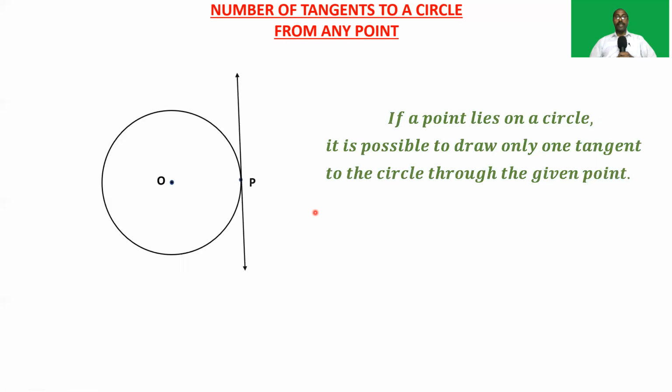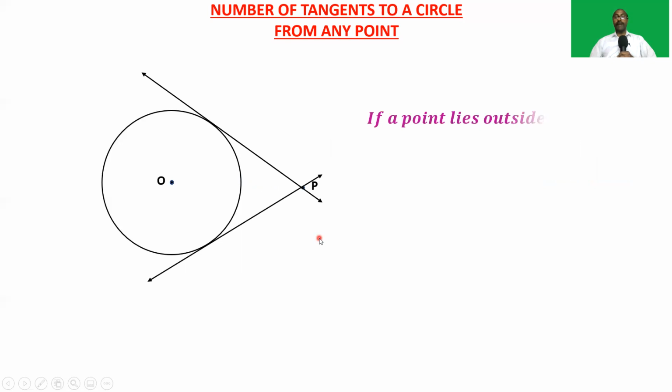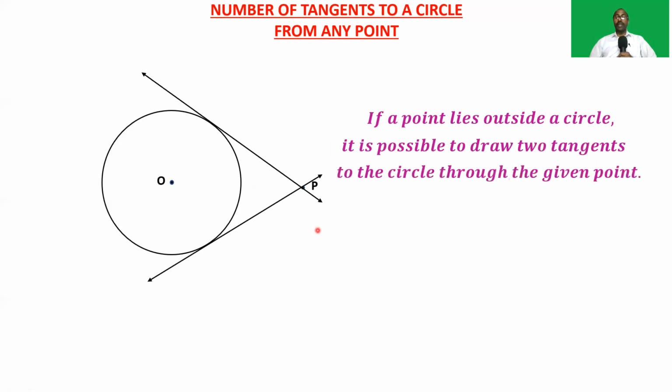And the third position is P may lie outside the circle, like this. Now, in this case, we can draw two tangents through P, like this. So, if a point lies outside a circle, then it is possible to draw two tangents to the circle through the given point.